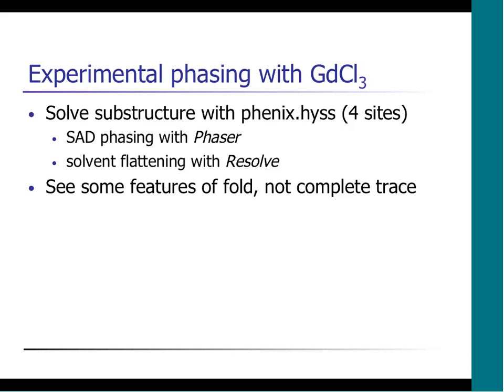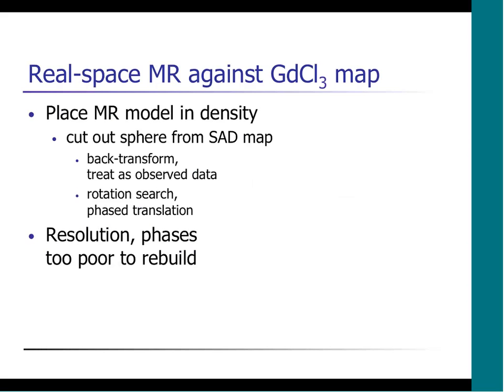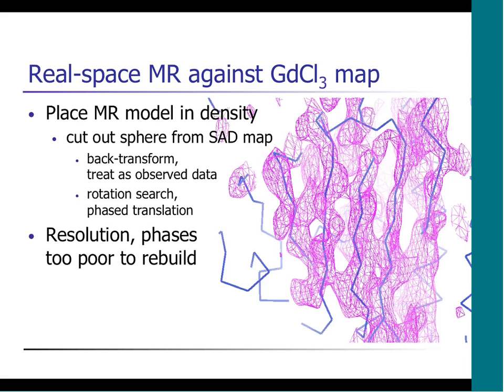So I could cut out the density from that map, by cutting out a sphere from the SAD map, back transform it to get structure factors and treat those as observed data, and then you can do molecular replacement with a rotation search and a translation search, and that allows you to see where the molecular replacement model should go in the crystal. But the resolution of the map and the phases are too poor to rebuild the structure. This shows the density that was derived from this procedure and how the real space molecular replacement puts the model into it. You can see it's not random, but it's very hard to see what to do with this map.